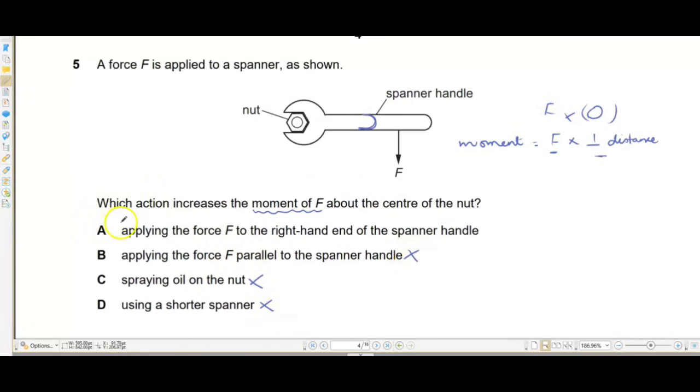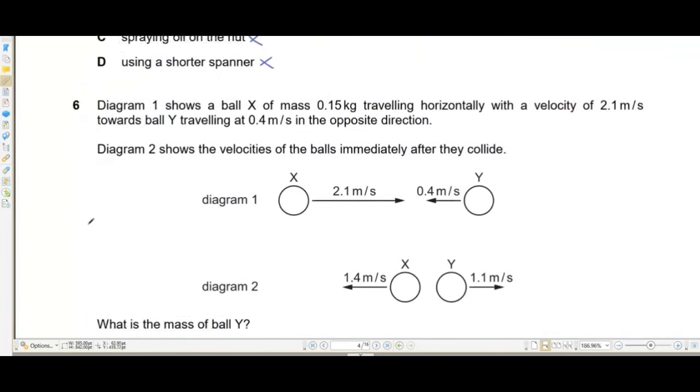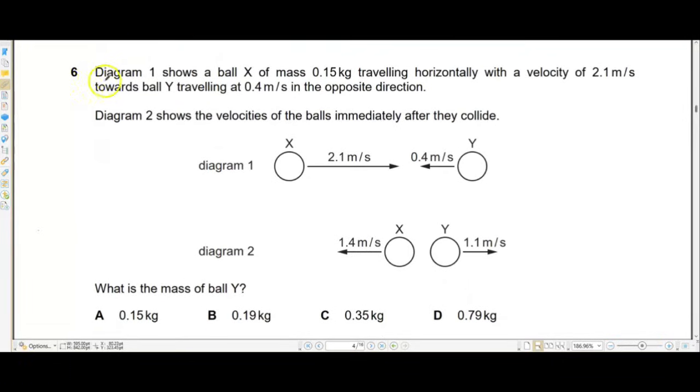So A, applying the force F to the right hand end of the spanner. This is our correct answer, because if we apply force to the right hand end, it increases the perpendicular distance, and since one of these entities has increased, this is going to increase the moment. I hope it's understood.